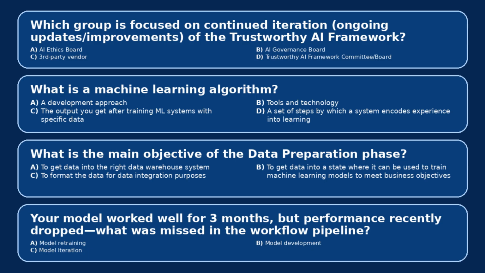effectively. Next question. Your model worked well for 3 months, but performance recently dropped. What was missed in the workflow pipeline? When a model that was previously performing well begins to show a significant decline in accuracy or effectiveness, this often indicates the data distribution or underlying pattern has changed over time, a phenomenon known as model drift. To address this, model retraining is essential. The right answer is model retraining.